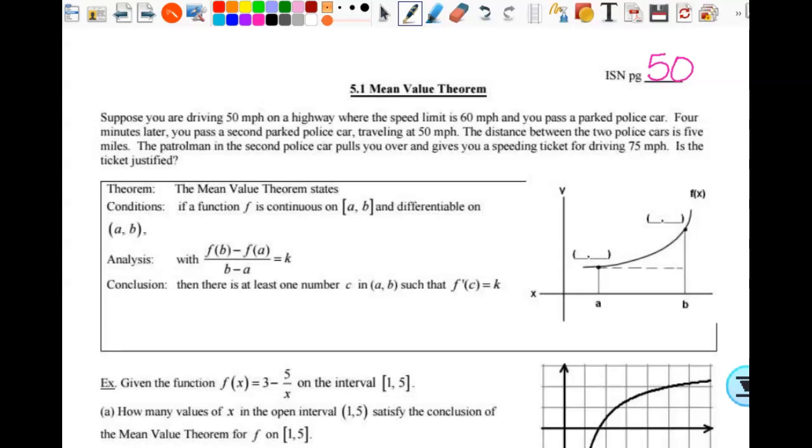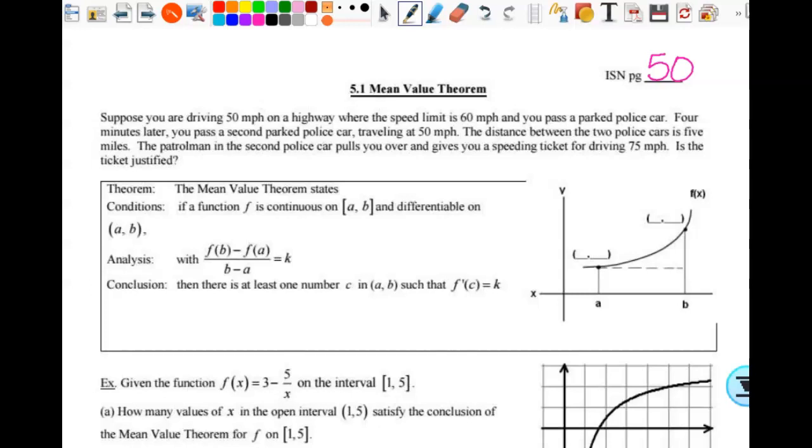The patrolman in the second police car pulls you over and gives you a speeding ticket for driving 75 miles per hour. Is the ticket justified? No. Why not? Because that's illegal in Texas. We don't know what state we're in. Why is it? Because you were speeding in between them, right? So let's look at this.